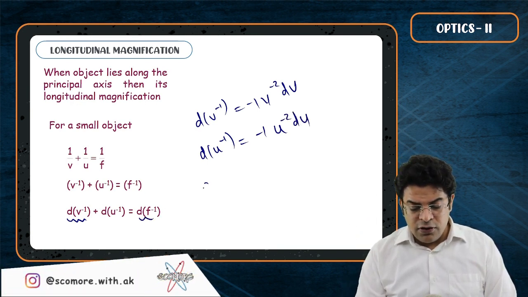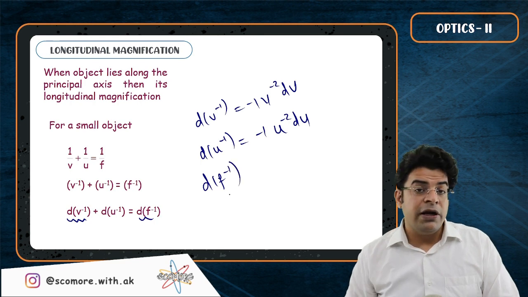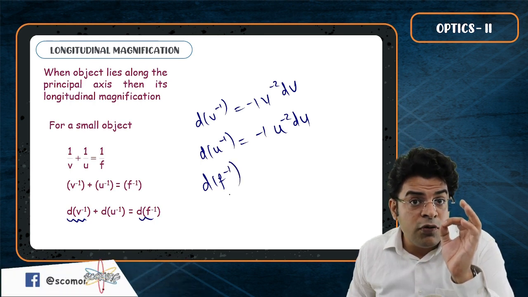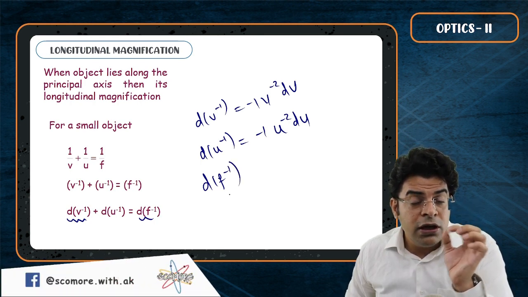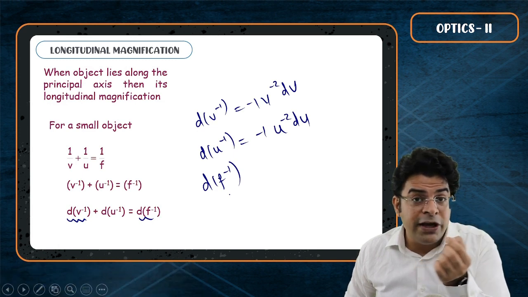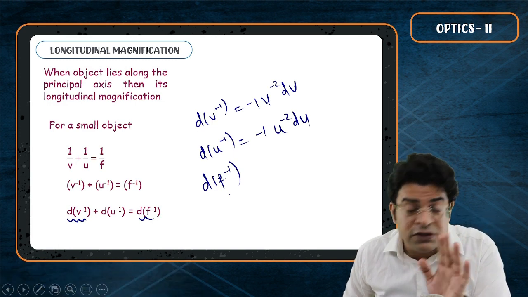And the differentiation of f raised to the power of minus 1: beta, f is the position of the focus with respect to the pole. If the object moves, the image moves, the focus doesn't move.